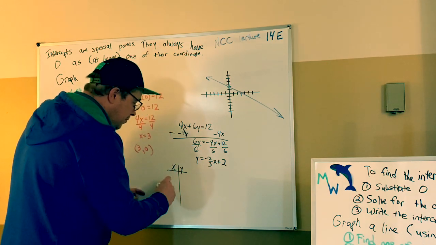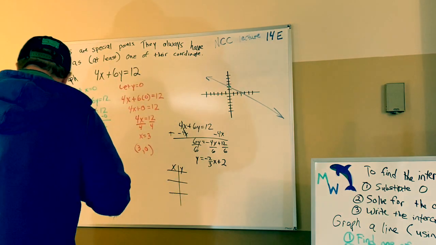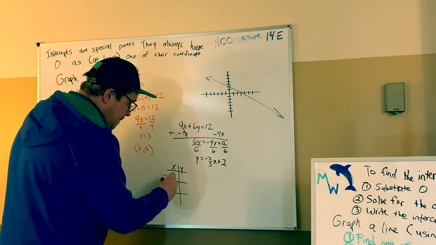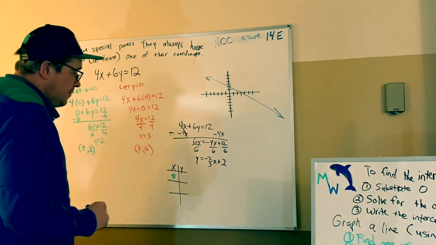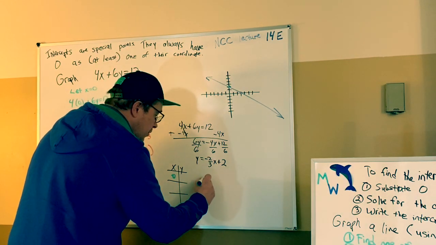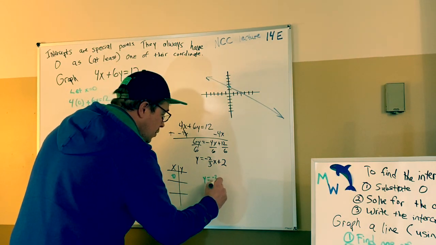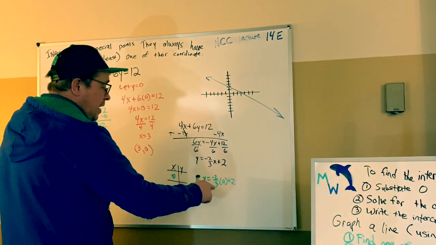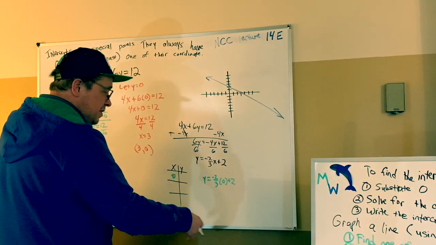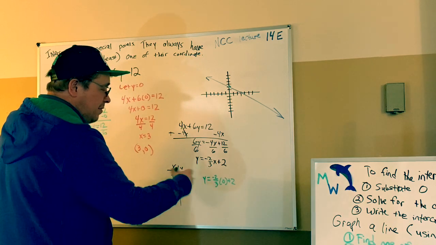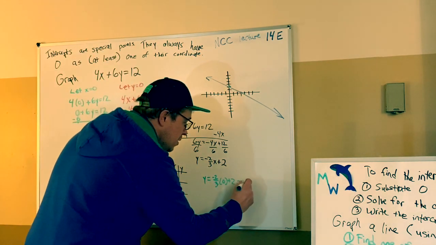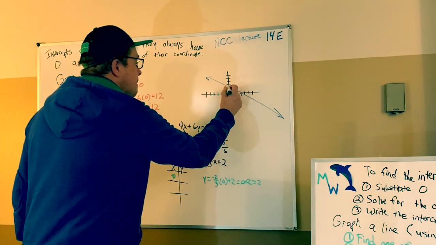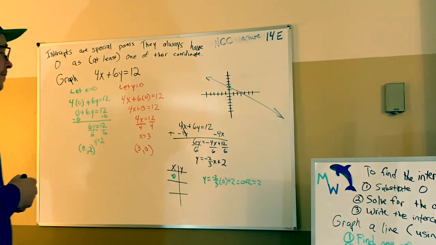So here we go. From what we've worked on before, I'm going to put in 0 for my x. And that gets me that y equals negative 2 over 3 times 0 plus 2. Negative 2 thirds times 0 will get me 0, 0 plus 2 gets me 2. Look at that, right there.